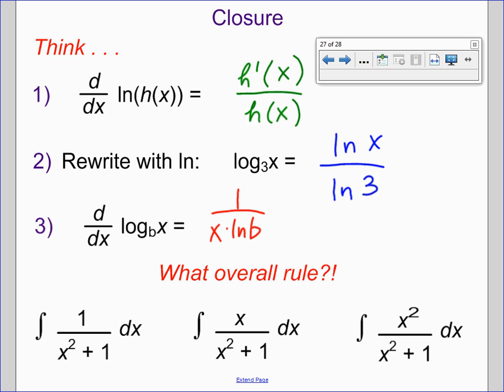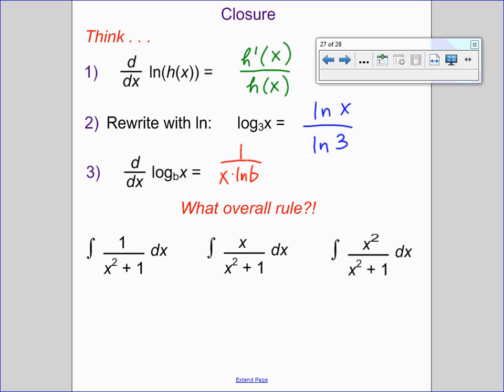Raise your hand if you already had that for number 3. Good job. Your ln b is on the bottom. That's the only difference. Okay, so what overall rule on the left-hand side? If I wanted to integrate 1 over x squared plus 1, what overall rule are we looking for? Savannah? Inverse tangent. Absolutely. That's going to be an inverse tangent of my input.